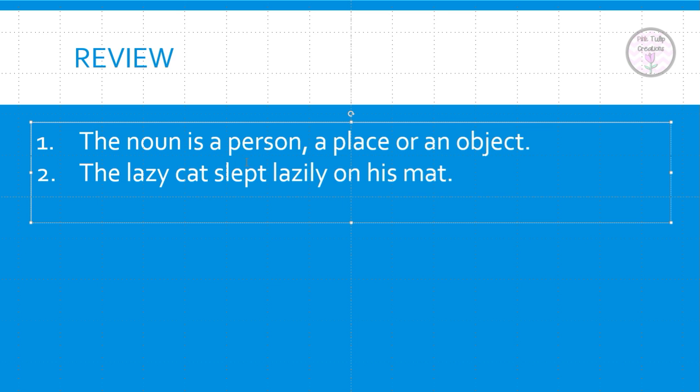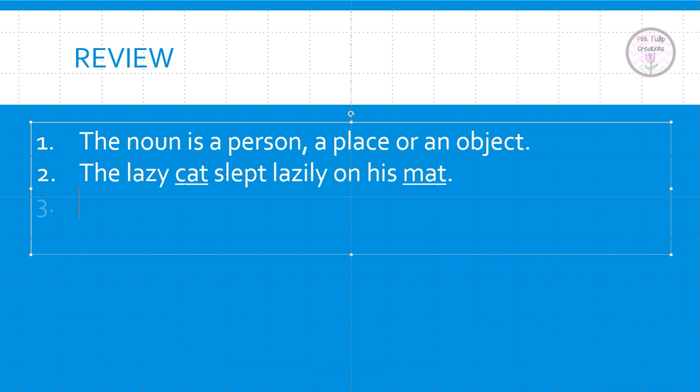Alright, hopefully you've done that now, and I am going to show you what the noun is. So the lazy cat is your first noun, and the mat is the other noun in this sentence. His is also a type of noun. It's a pronoun, but we're not going to cover that until a later video, so don't stress too much about that one right now unless you've already learnt pronouns and you were smart enough to remember that. But otherwise, cat and mat is just fine.